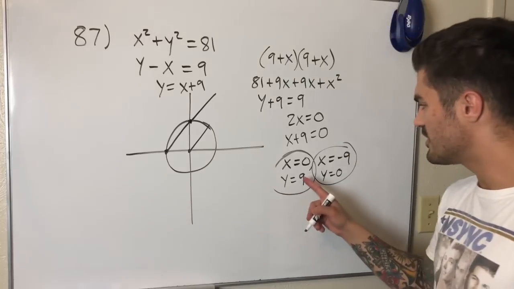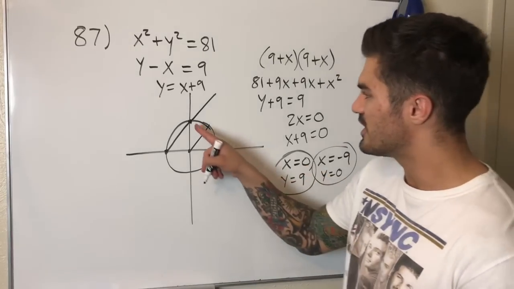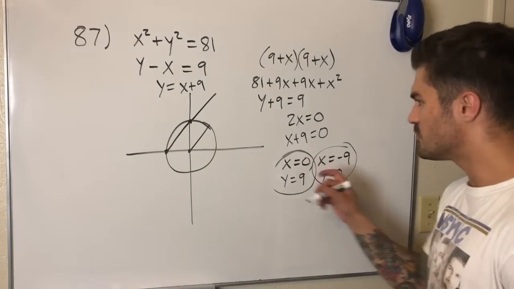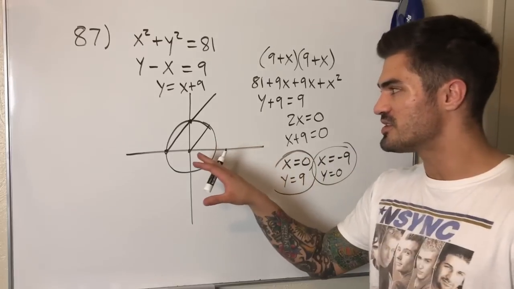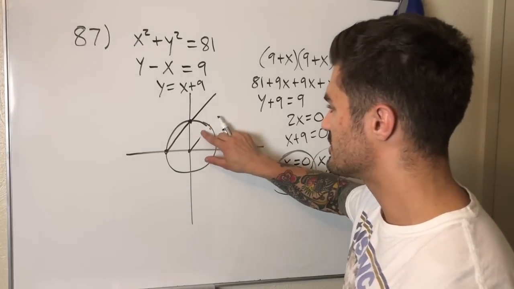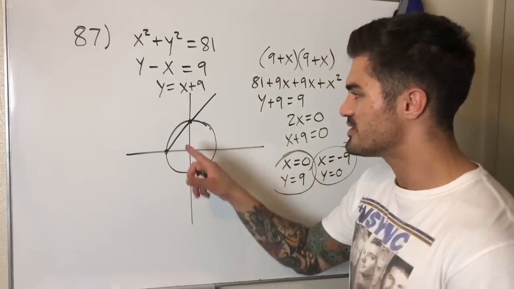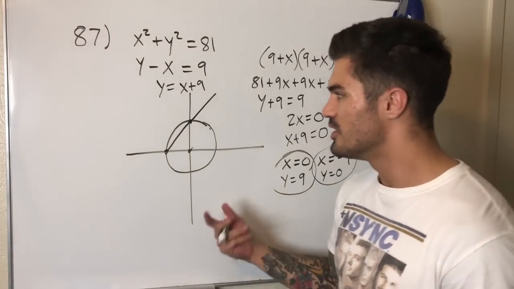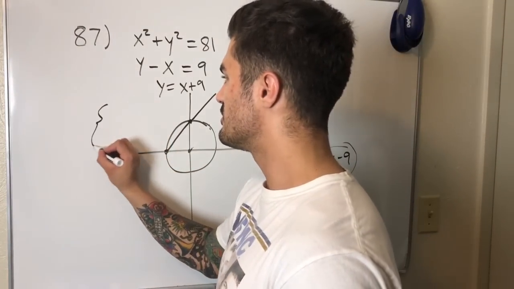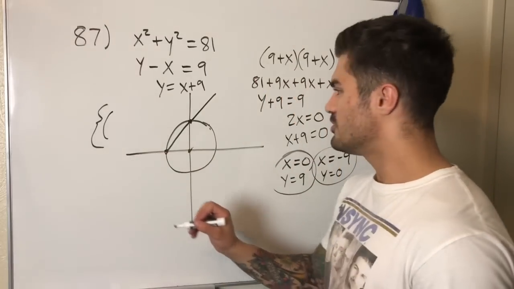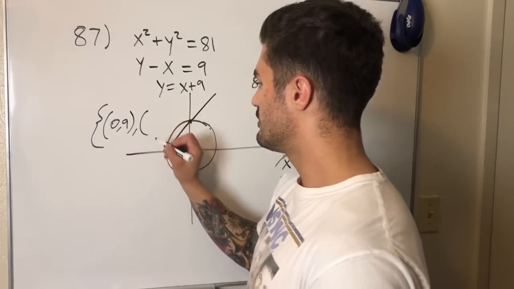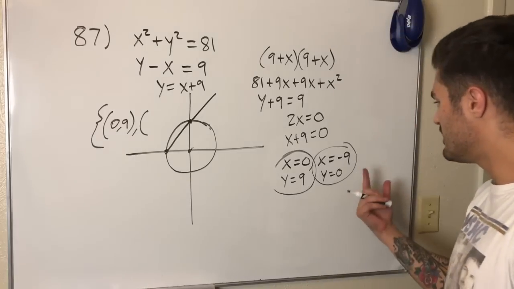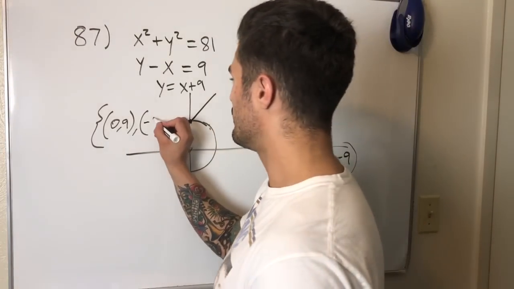Is that what we got as our answer? X equals 0, y equals 9. That's this point. X equals negative 9, y equals 0. That's this point. So if we draw this out, this is just the radius, by the way. This isn't a line. I was just showing the radius. If we draw this out, it lines up with our solution. So our solution set is 0, 9 as one coordinate pair, sorry. And then negative 9, 0.